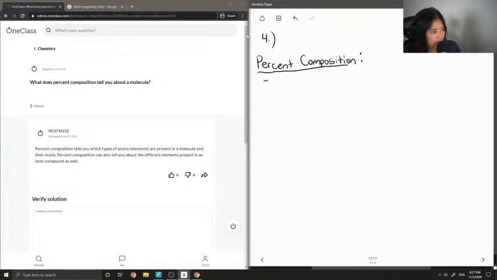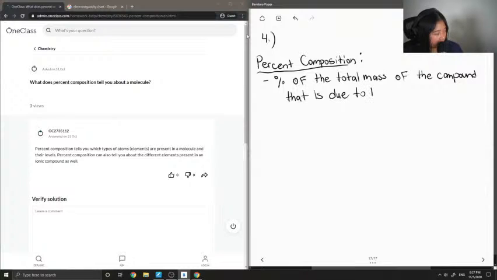And just simply putting it, it is the percent of the total mass of the compound that is due to that one component.